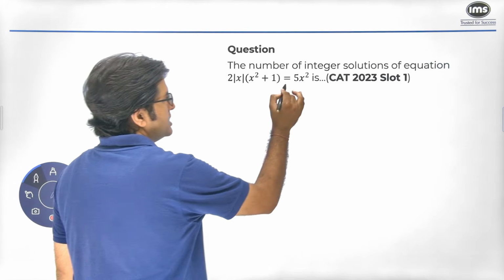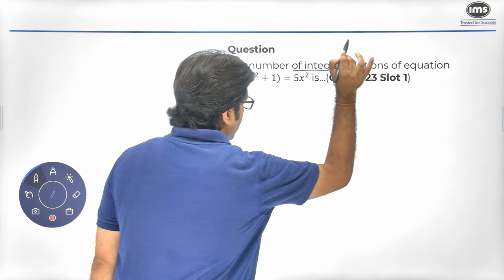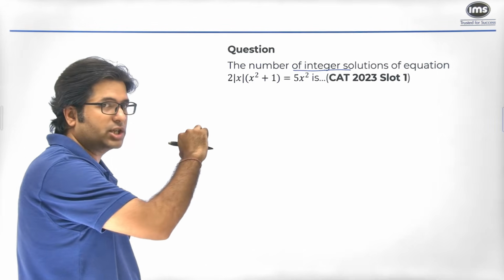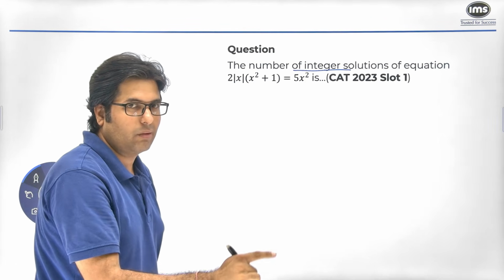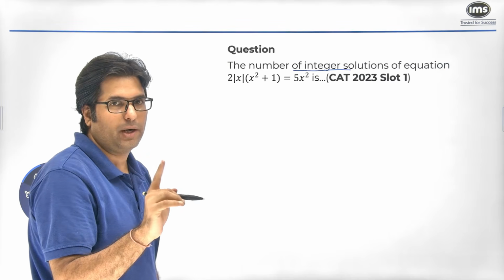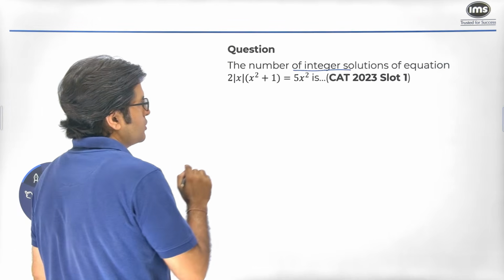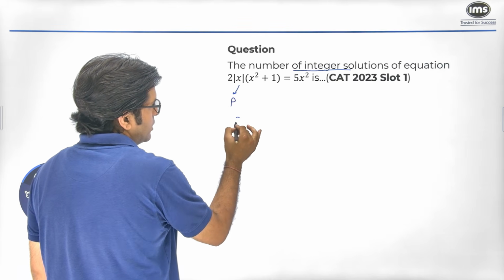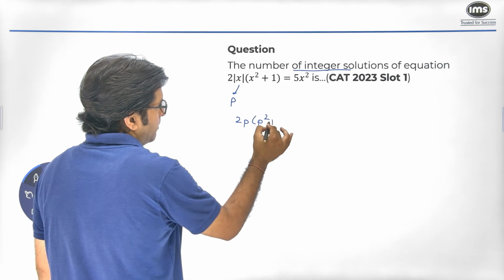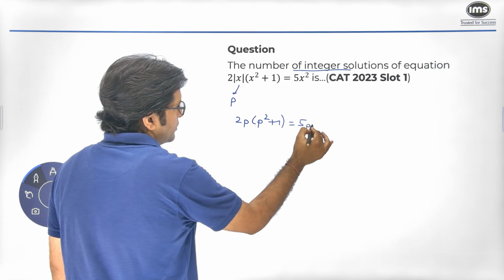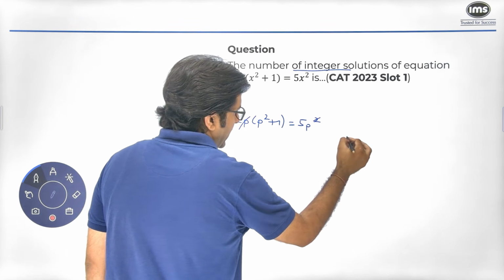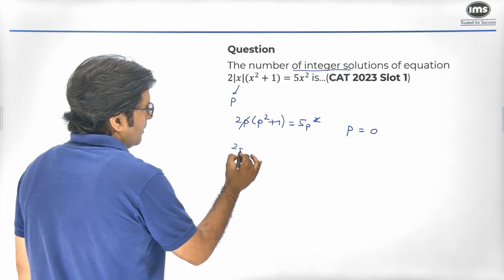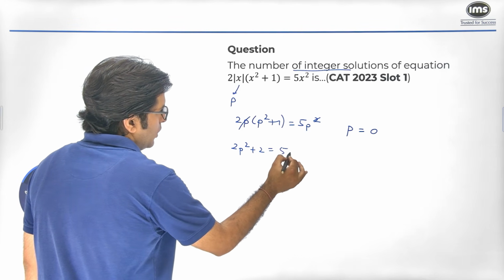I have this process inbuilt in my system, in my brain, in my blood, that I'll focus on the number of integer solutions. So in the previous question, we could accept 1 by 2 and minus 1 by 2. Here, I will not accept 1 by 2 and minus 1 by 2. I need to focus on integer solutions. Then I immediately start by assuming mod x to be equal to p. So I'll start with 2p, p square plus 1 is equal to 5p square. I'll cancel p with p and keep in mind that p equal to 0 is one of the solutions in my head. Then I'll simplify: 2p square plus 2 is equal to 5p.